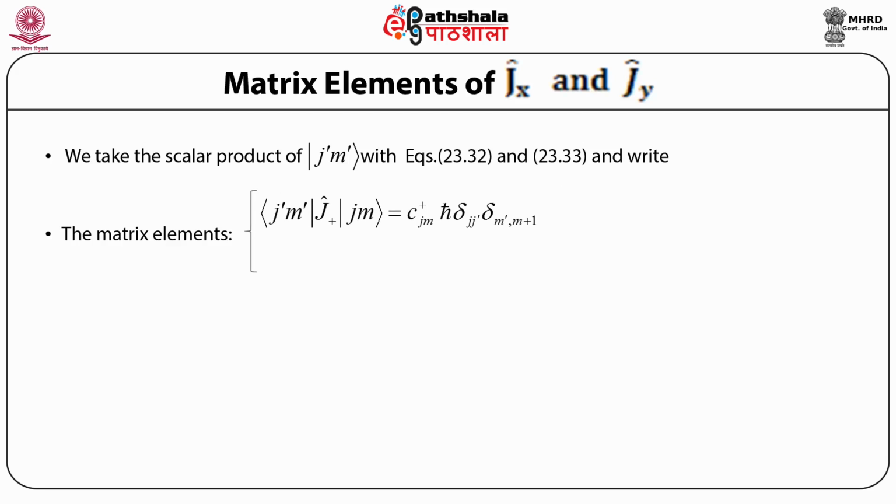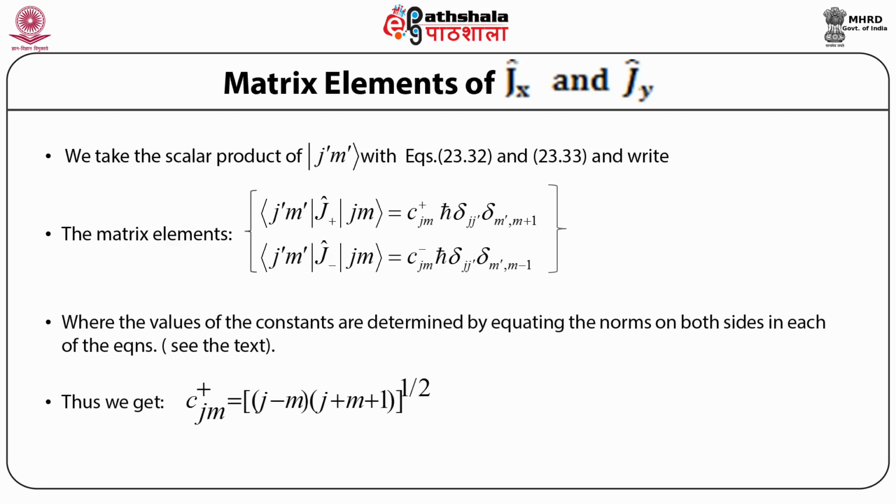bra vector J prime M prime operator J plus ket vector Jm is equal to C dagger Jm H cross delta operator Jj prime delta operator M prime M plus 1, where C dagger Jm is a constant that we need to determine, and H cross is the Planck's constant.